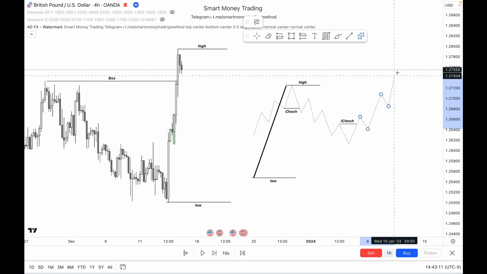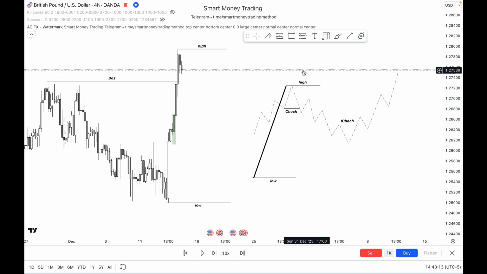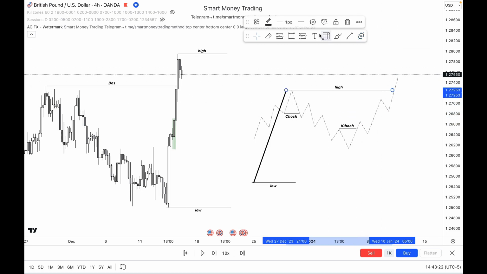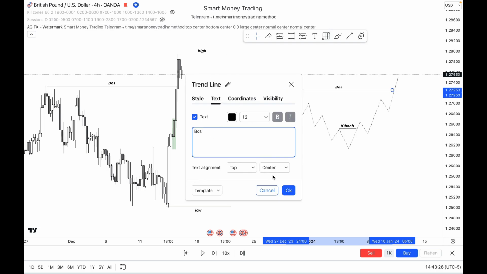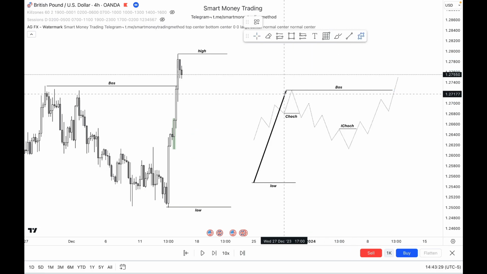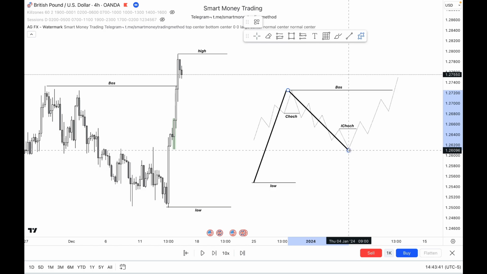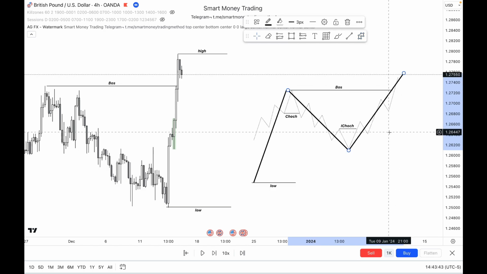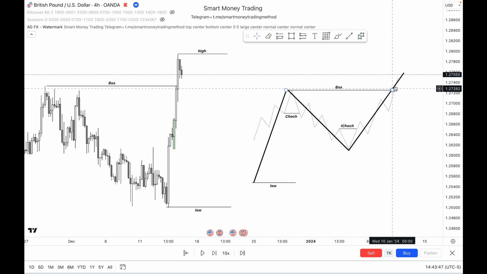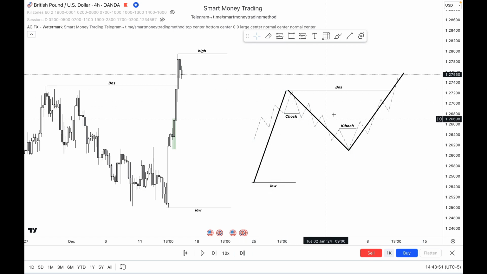The next price movement is expected to break this high. Once the price breaks that high, this is a breakout of structure. And how does my 4-hour time frame structure look afterwards? In the following way, I'm going to look at it like this. Pullback, momentum.